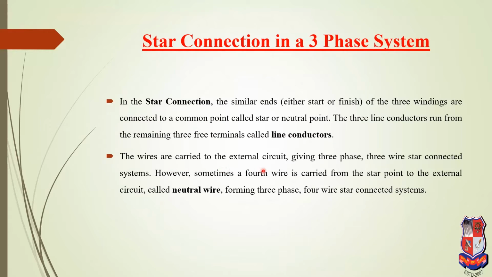The wires are carried out to the external circuit, giving a three-phase, three-wire star-connected system. However, if a fourth wire is carried out from the star point to the external circuit, it is called the neutral wire.